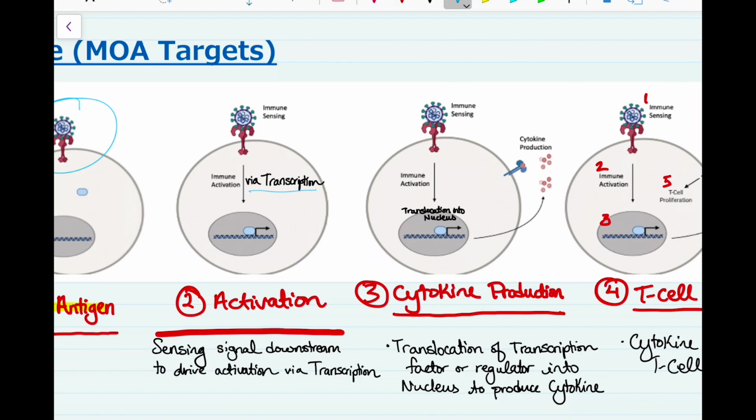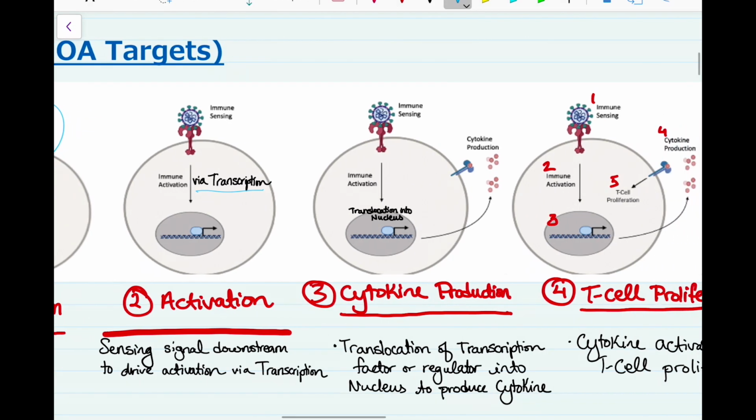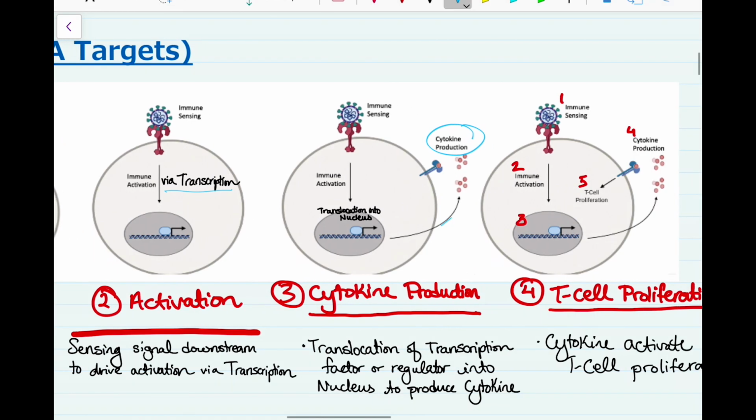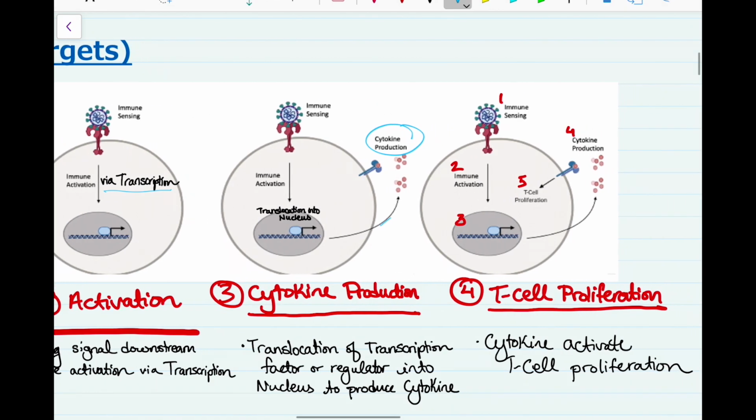Translocation into the nucleus will have more downstream signals that will produce cytokines. And finally, the cytokines will activate T cell proliferation. And here, this is our final step. So step one is immune sensing. It will cause a downstream signal, immune activation, transcription in the nucleus, which will release cytokines, and the cytokines activate T cell proliferation. So right here where I circled is where our targets will be for the drugs.